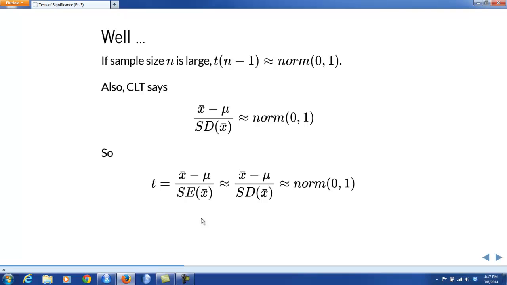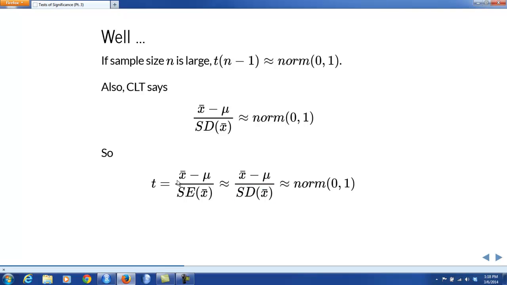Now remember that the standard error is an estimate of the standard deviation of x bar. It's simply the sample standard deviation divided by the square root of n, the sample size. That estimates the population standard deviation sigma divided by the square root of n, the sample size, that makes up the standard deviation of x bar. Well, at very large sample sizes, the sample standard deviation should be pretty close to the population standard deviation, and therefore the standard error for x bar should be pretty close to the standard deviation for x bar.